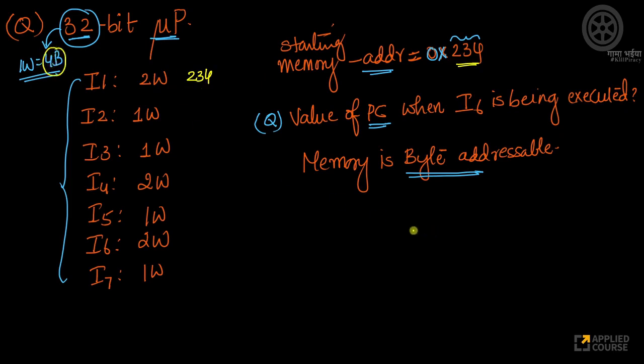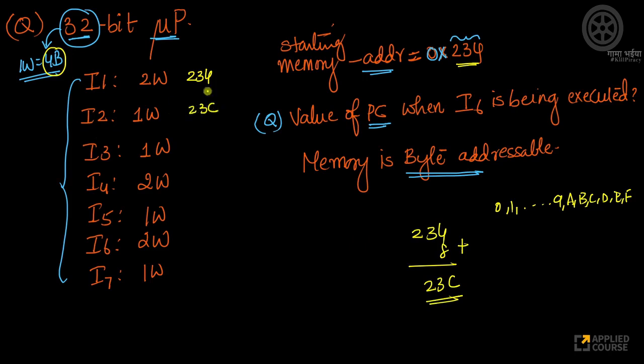So 234 plus 8. 8 plus 4 is 12, right? In hexadecimal, you have numbers from 0 to 9, then you have A, B, C, D, E, F. This is 9, 10, 11, 12. So this becomes 23C. We are doing hexadecimal addition here. So my next instruction will start from 23C. So 234 to 23B is your first instruction's location.